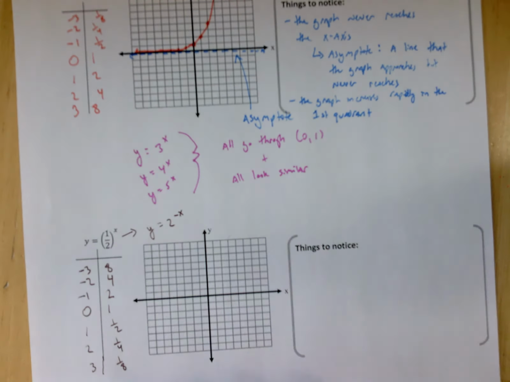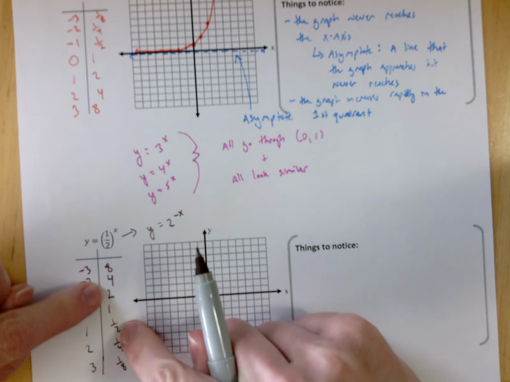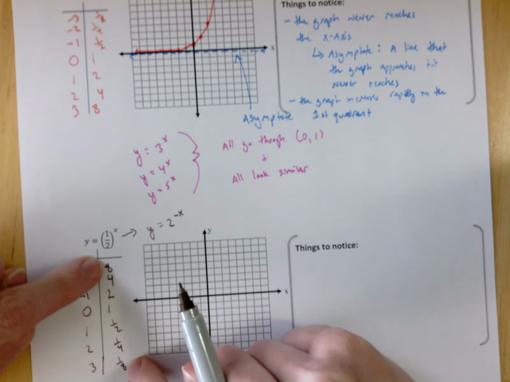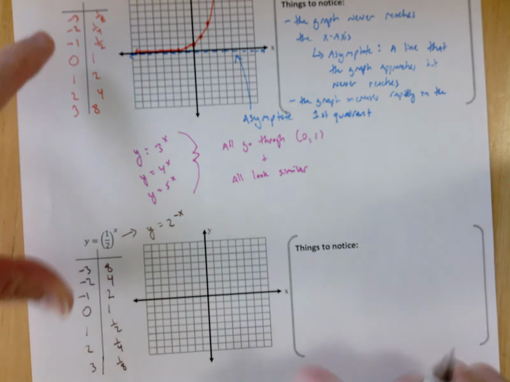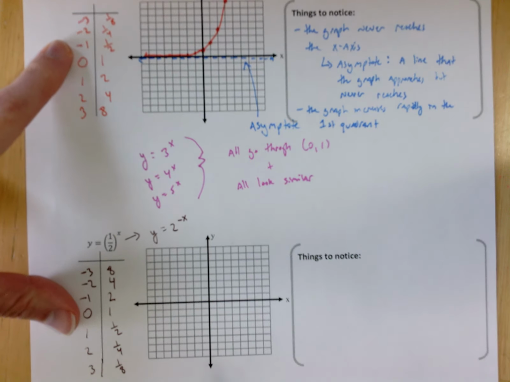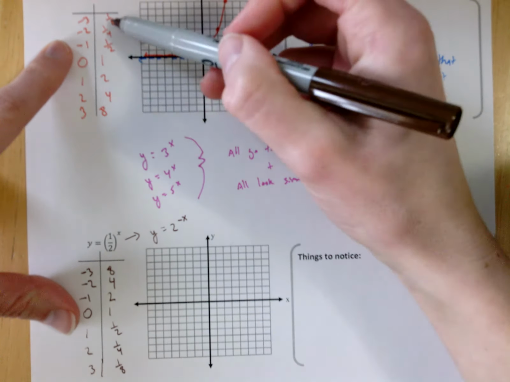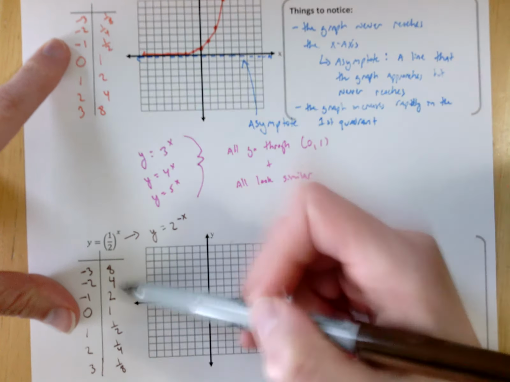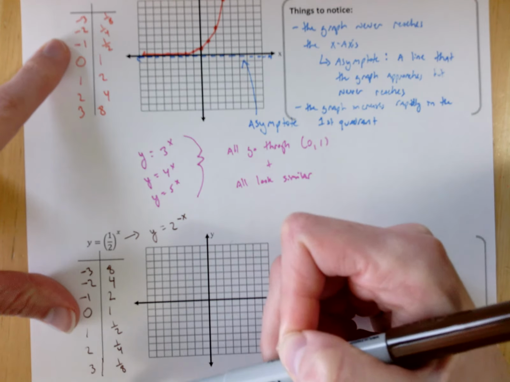Okay. So again, we see that sort of symmetry when we look at this graph. And when you compare these two tables of values, they're almost the same, right? It's just that the y values are going in the opposite direction. So they're very similar.